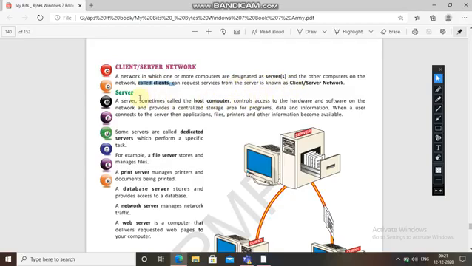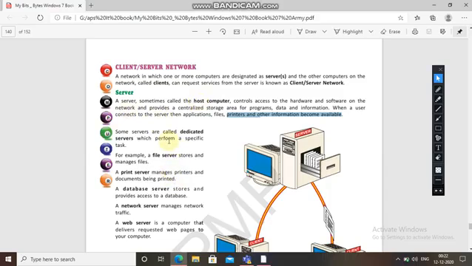Then what is a server? A server, sometimes called the host computer, the main computer, controls access to the hardware and software on the network and provides a centralized storage area for program data and information. When a user connects to the server, applications, files, printers and other information become available to him, because if one centralized part is there, it will share the resources with others, and it will be easily available to them.